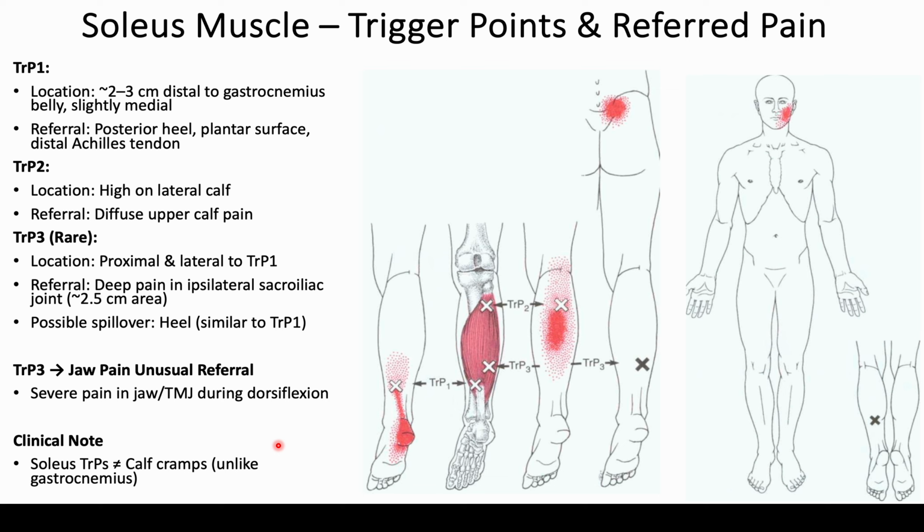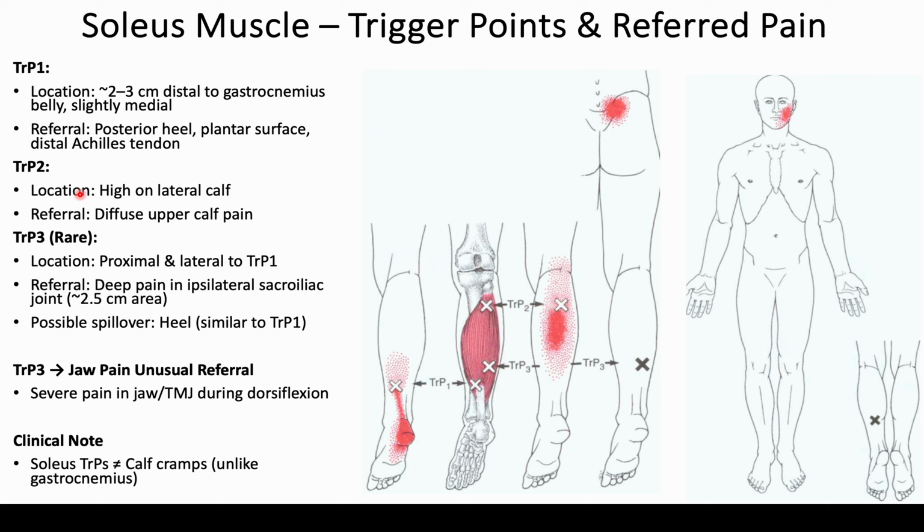The first trigger point is located about 2 to 3 centimeters distal to the gastrocnemius belly and slightly medial, so on the inside, right in here. And the referral is posterior heel, plantar surface, and distal Achilles tendon. So this gives you that Achilles tendon, even potentially some plantar fasciitis symptoms. So you always want to look at this trigger point anytime you're having a patient with any Achilles tendonitis issues or plantar fasciitis.